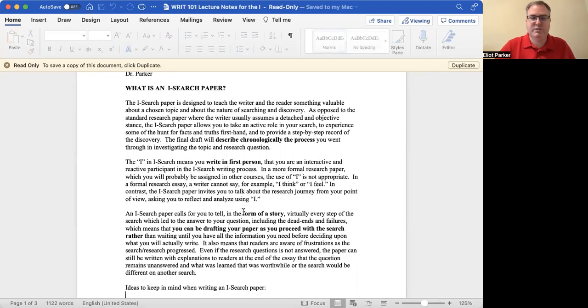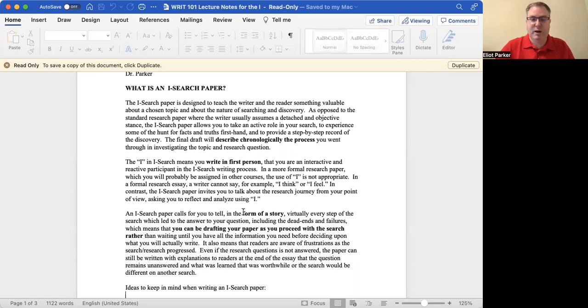The iSearch paper is designed to teach the writer and the reader something valuable about a chosen topic and about the nature of searching and discovery. As opposed to the standard research paper where the writer assumes a detached and objective stance, the iSearch paper allows you, the writer, to take an active role in your search, to experience some of the hunt for facts and truths firsthand, and to provide a step-by-step record of the discovery.